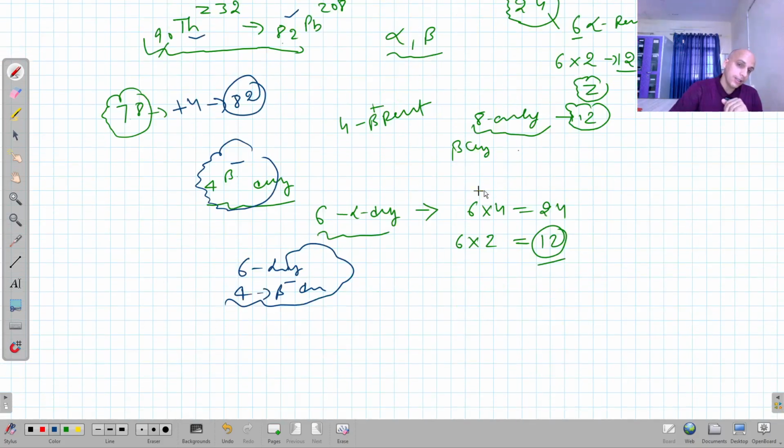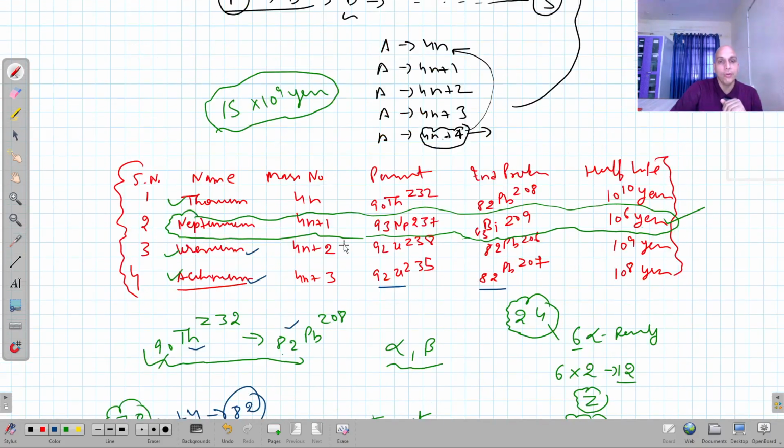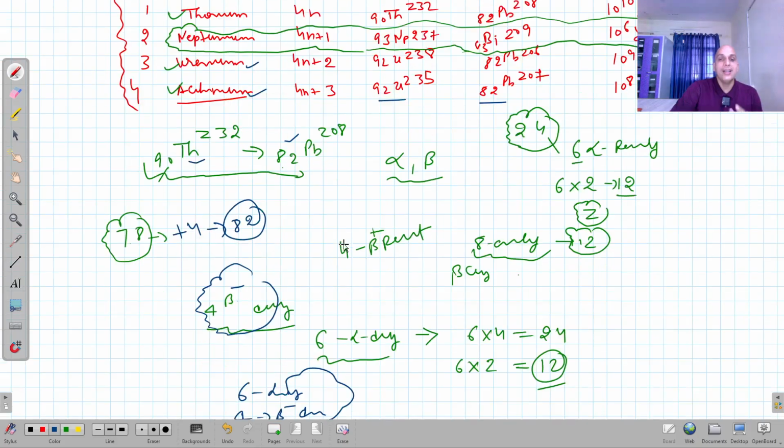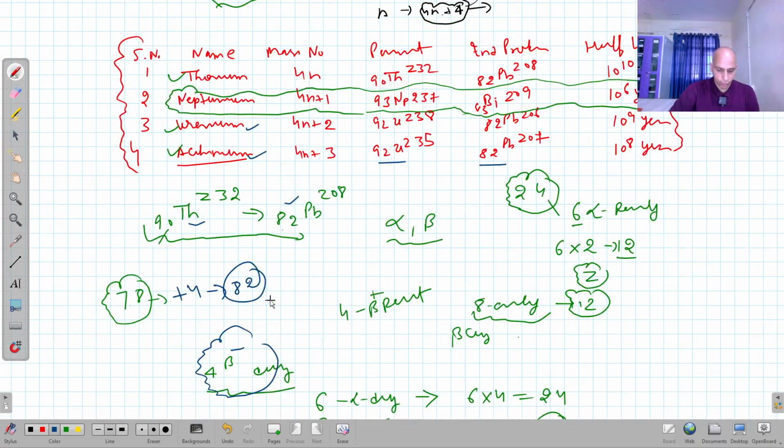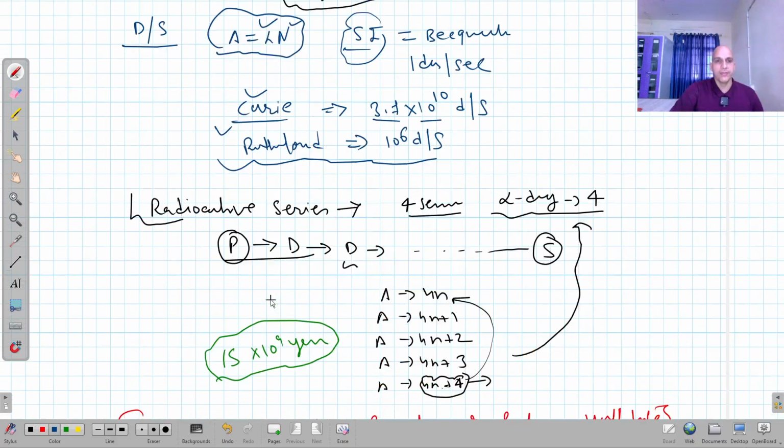So the logic is the same. First of all, you have to look at the alpha particles, and then calculate the change in the mass number. Then you can take beta decay into account also, so that in beta decay the remaining change in the atomic number can be adjusted, right? If I talk about the neptunium series, right?